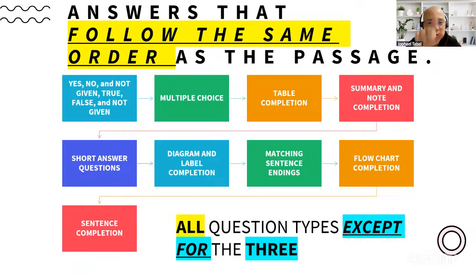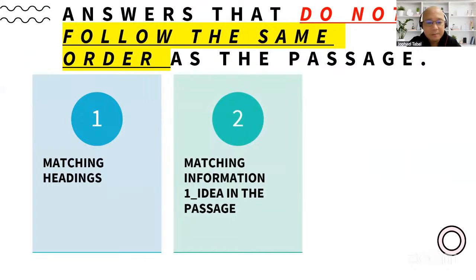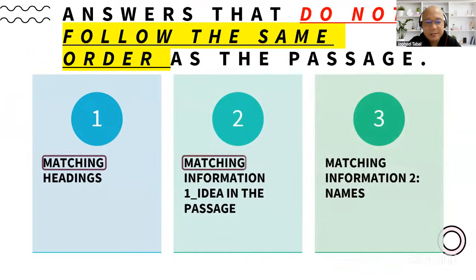So all question types follow the same order as the passage, except for three: matching headings, matching information, and matching names and ideas. Now I'll go directly to where students lack timing. The biggest problem is time.